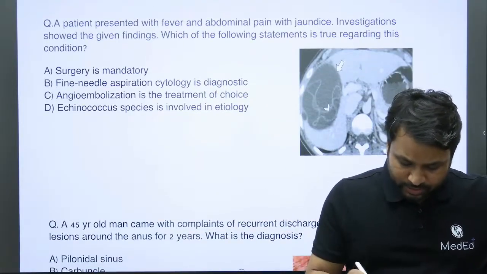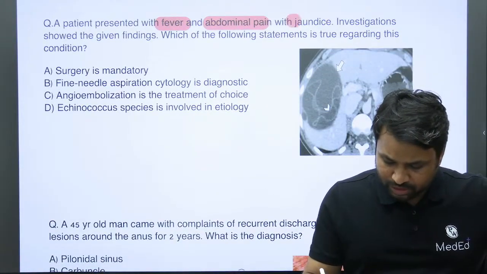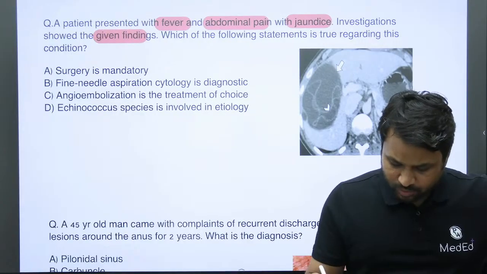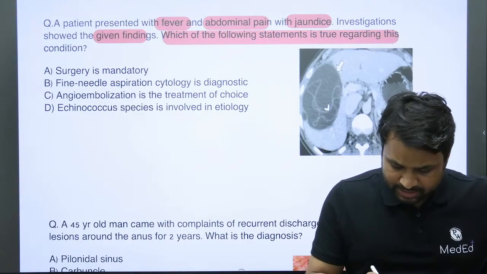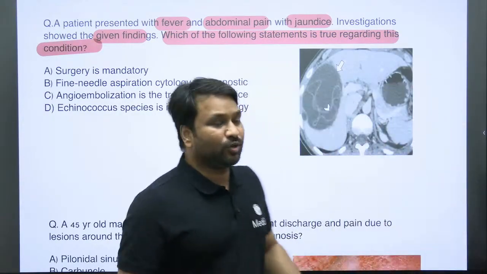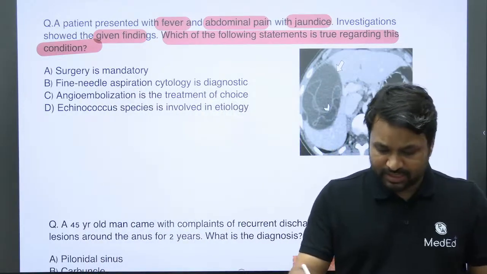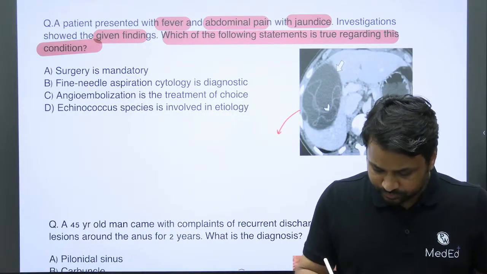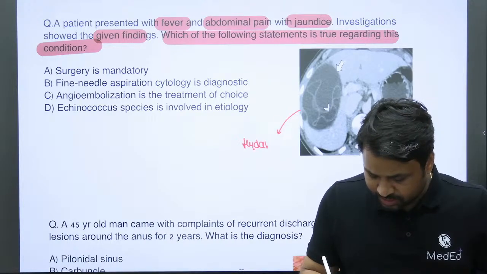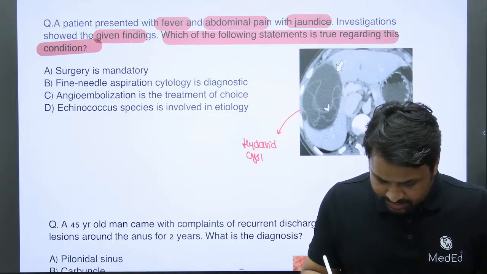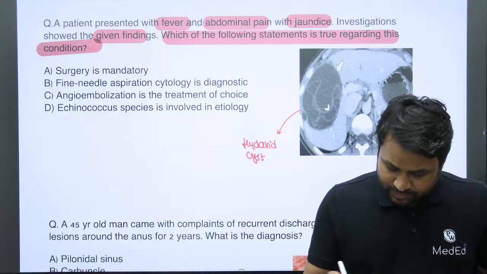Next question, a patient presented with fever, abdominal pain, jaundice. Investigation is given below. Which of the following statements is true regarding this condition? You can see this free floating membrane with the cystic lesion in the liver. This is hydatid cyst. So the first thing that you see here is the diagnosis of the hydatid cyst. Now, surgery is mandatory. Which of the following conditions is true?